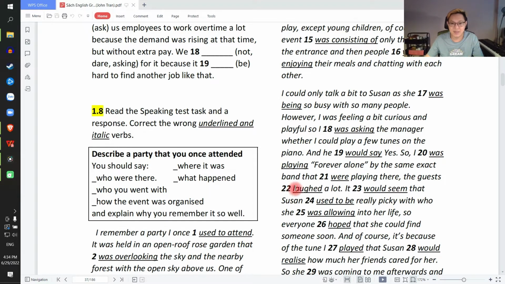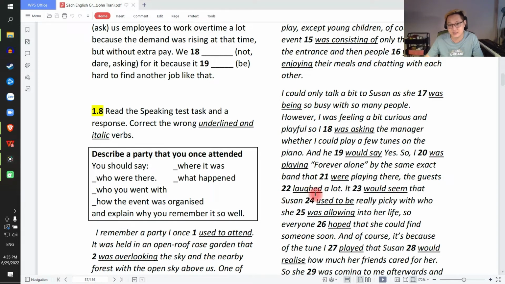By the same exact band that was there. Of course, band here is singular, so was playing there, singular as well. Cái chữ band này là mang tính số ít nè, cho nên phải là chia là was số ít luôn. Playing there. The guest number 22 is correct. 22 đúng nè.